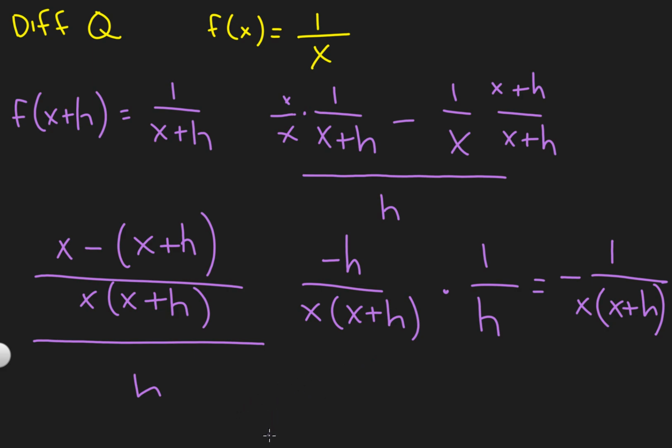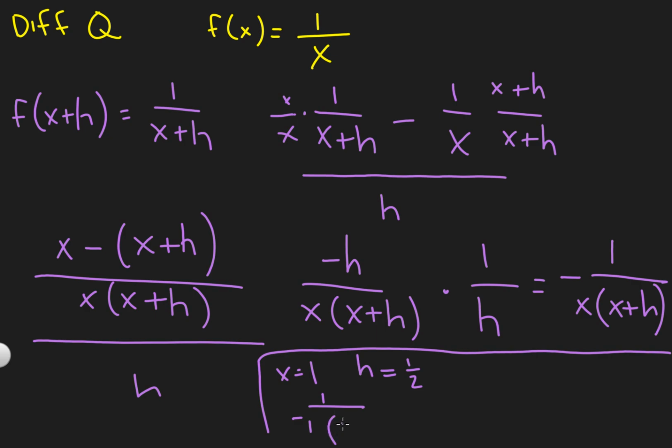So if x is equal to 1, let's just keep h equal to 1/2 for this one. We'll have negative 1 over 1 times 3 over 2. So we get negative 1 over 3 over 2, which gives me a negative 2/3 for the slope.